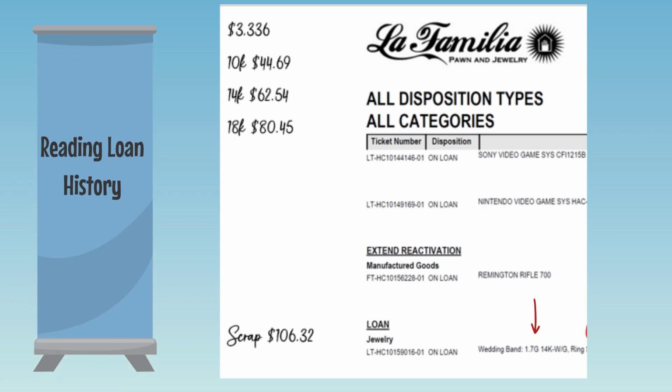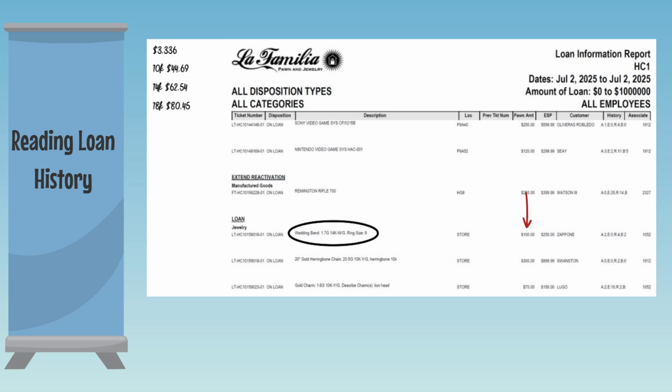We have a 14-karat white gold wedding band weighing 1.7 grams. The scrap value is $106.32. We loaned $100 on it.